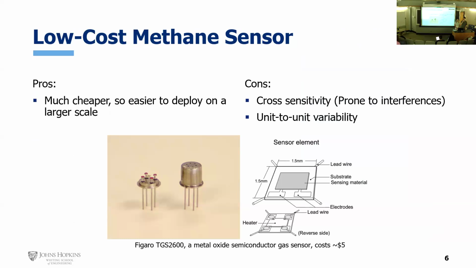Low-cost methane sensors offer a promising solution because they're much cheaper, so they're easier to deploy on a much larger scale. But they certainly come with their own set of challenges too. The two biggest challenges are that they have great cross-sensitivity to other environmental factors like temperature, humidity, and other gases. Another problem is that there is a lot of unit-to-unit variability, so that limits our ability to calibrate one sensor and then apply it to all the other ones. That makes calibrating low-cost sensors a non-trivial task.